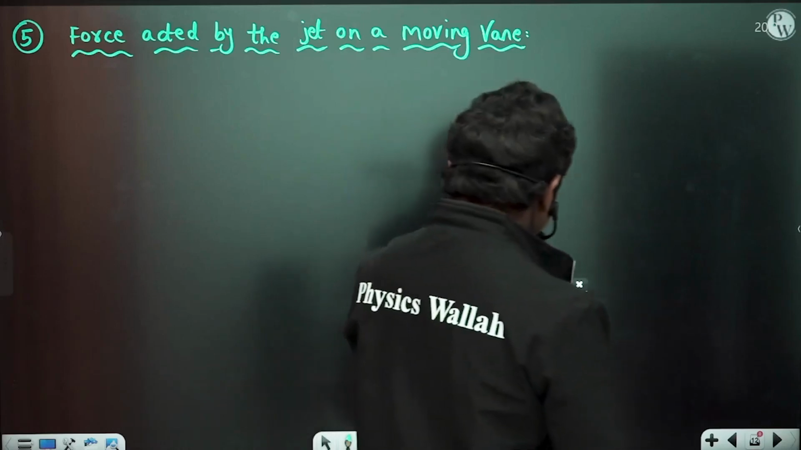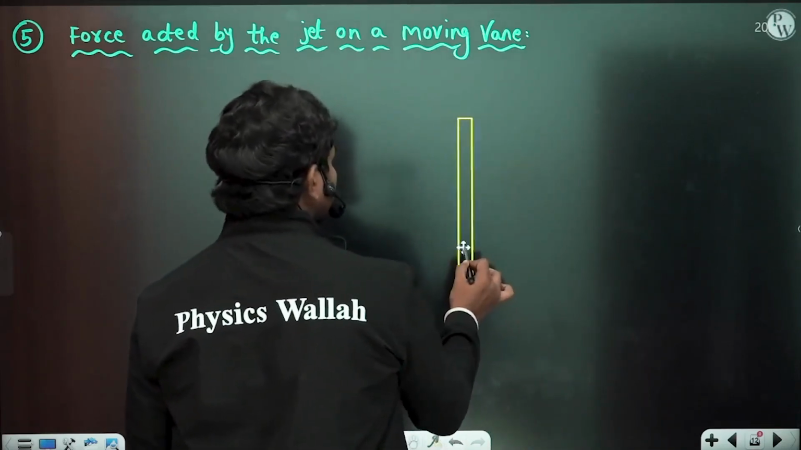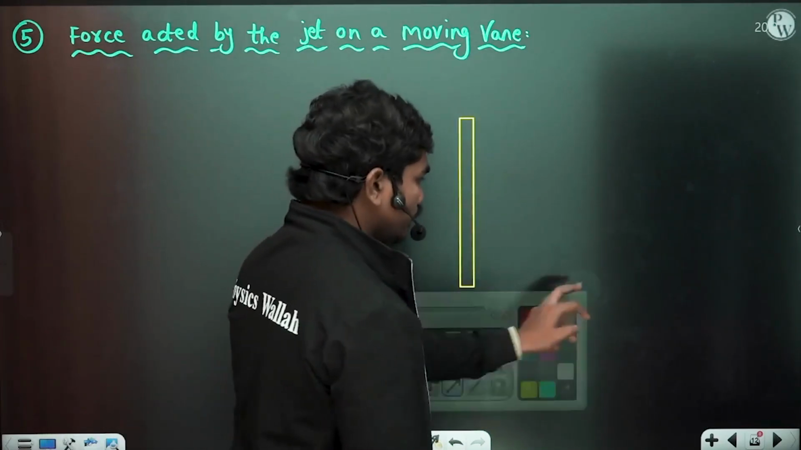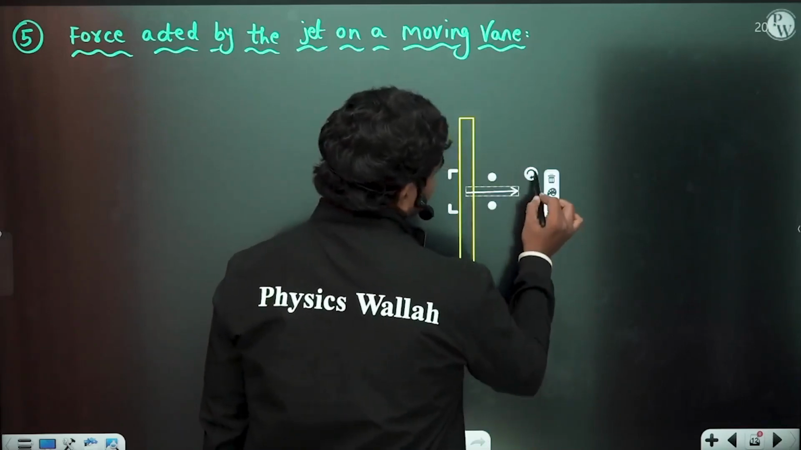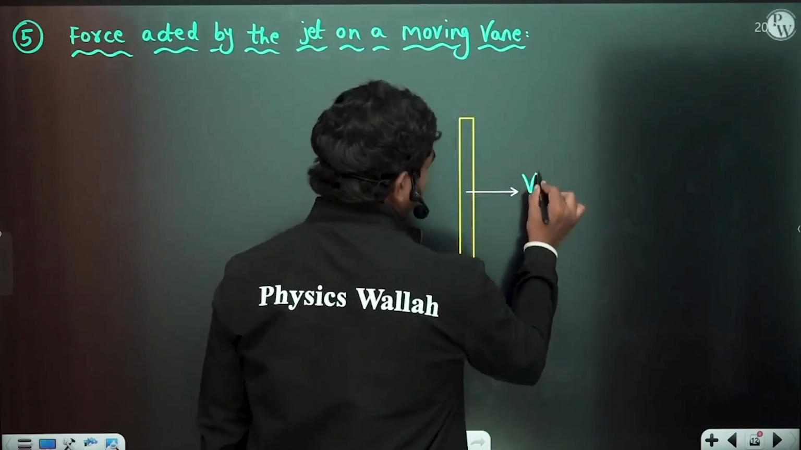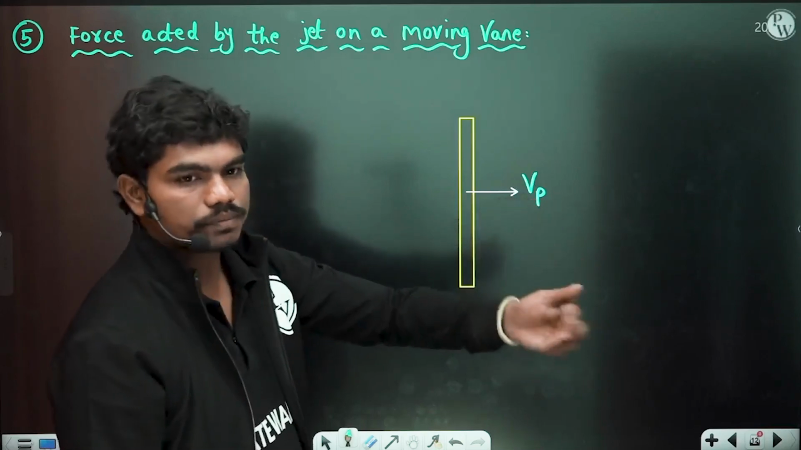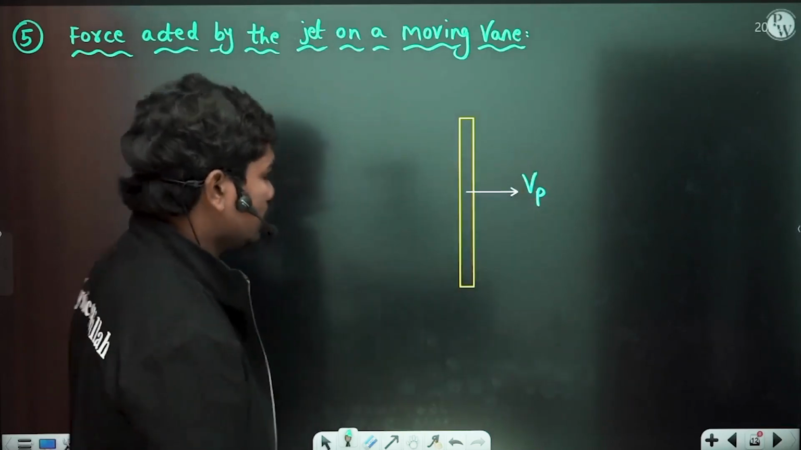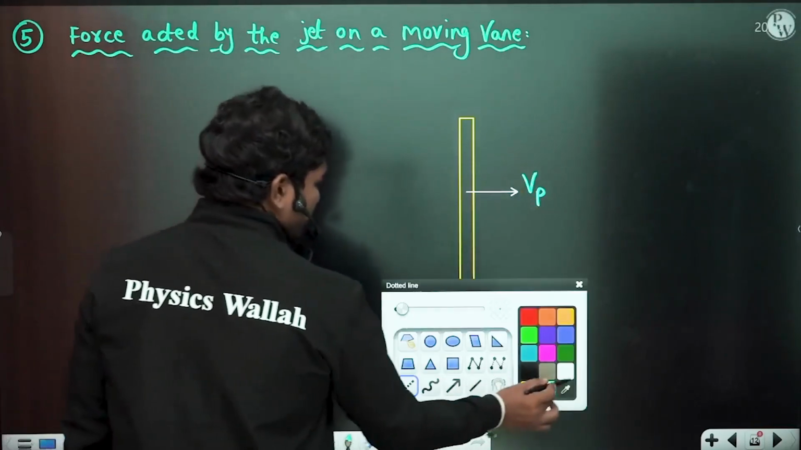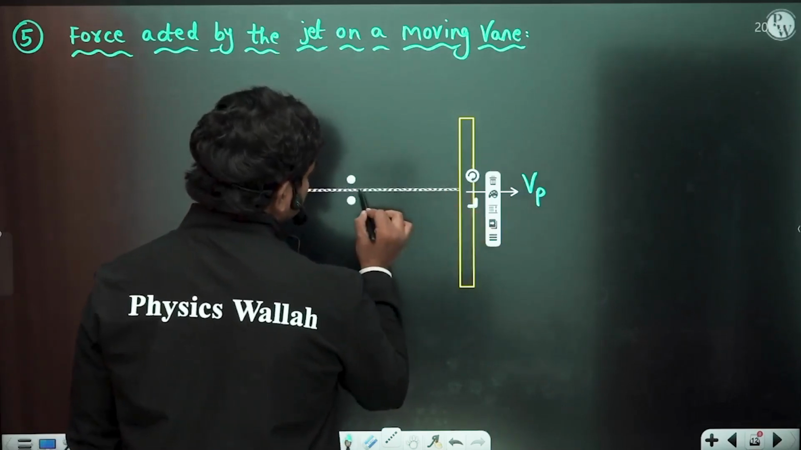Now let us suppose you have this vane, for example. Okay, so you have this vane or plate generally. So let us suppose there is some plate, but this time this plate is not stationary, this plate is moving with some velocity. Let us suppose this plate is moving with velocity v plate, for example. Okay, so vp, p stands for plate. So it's moving at some velocity. Now obviously what happens? There is some fluid which is coming and impacting with the plate.